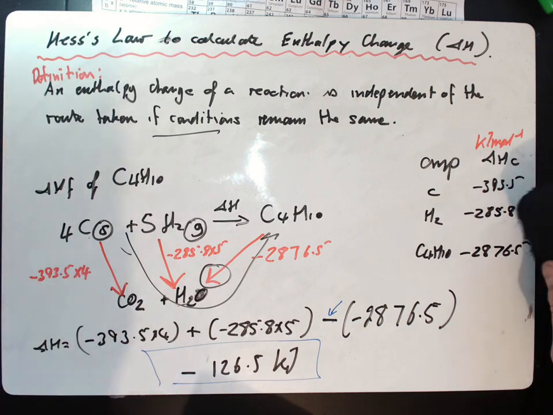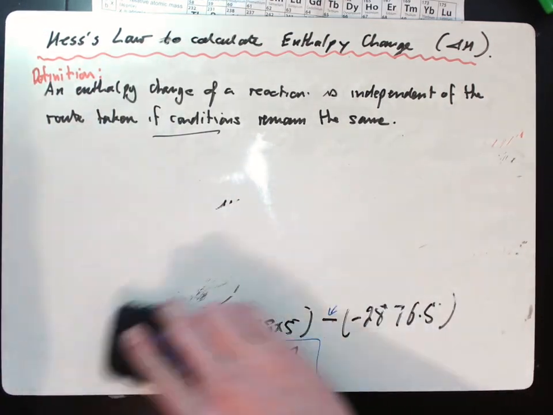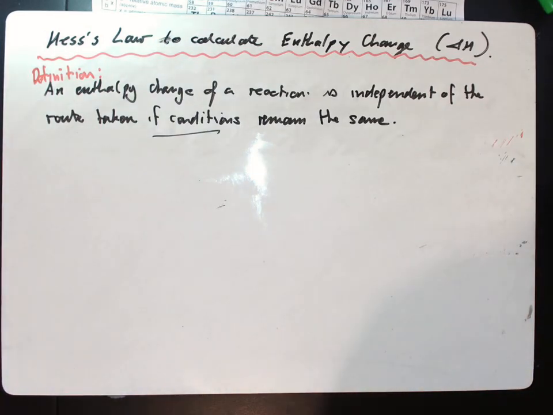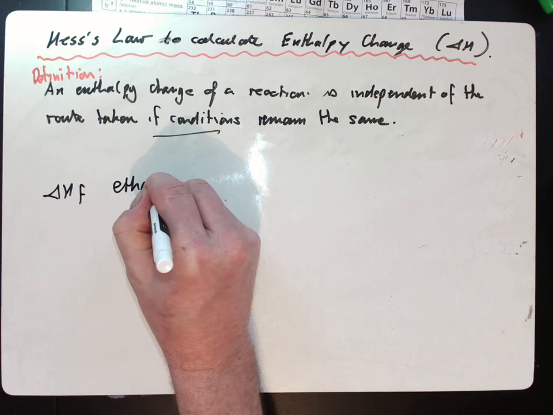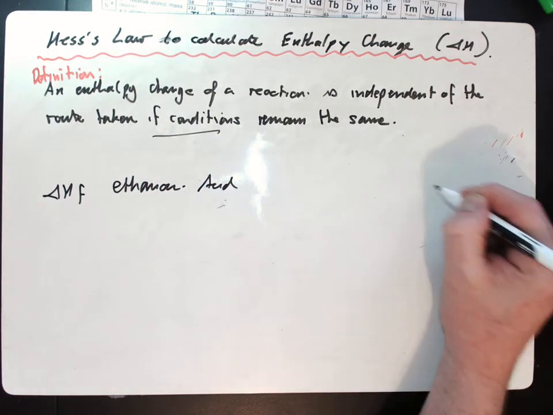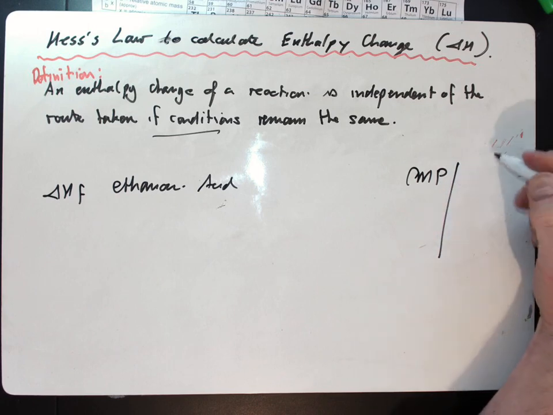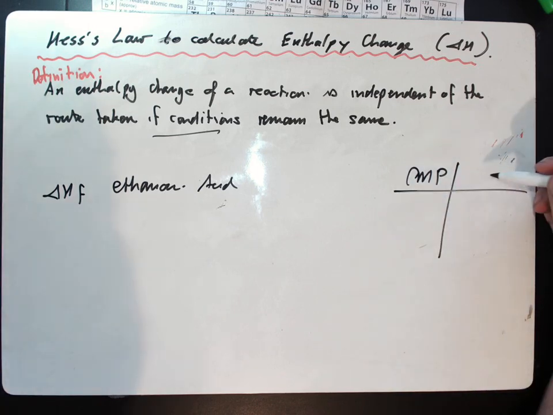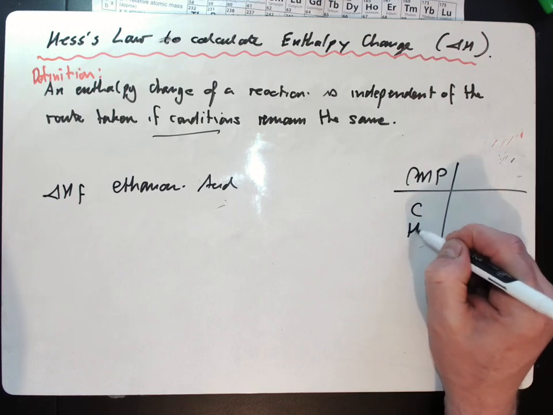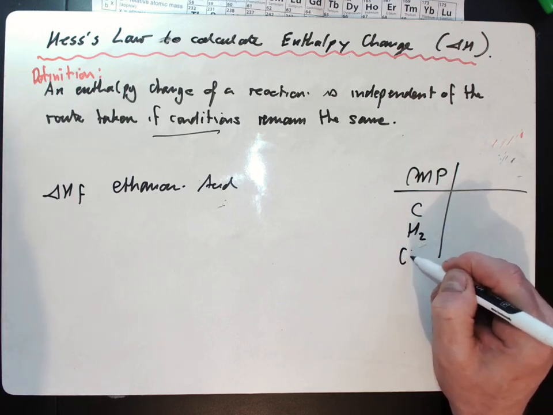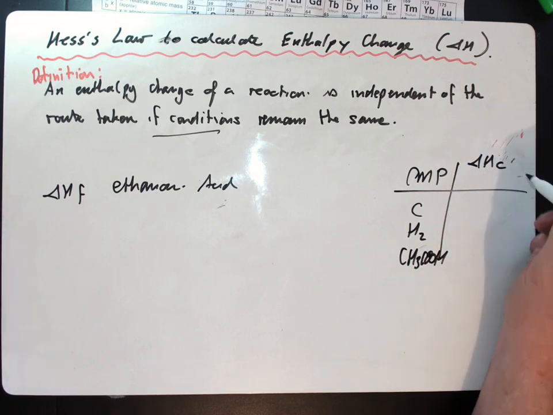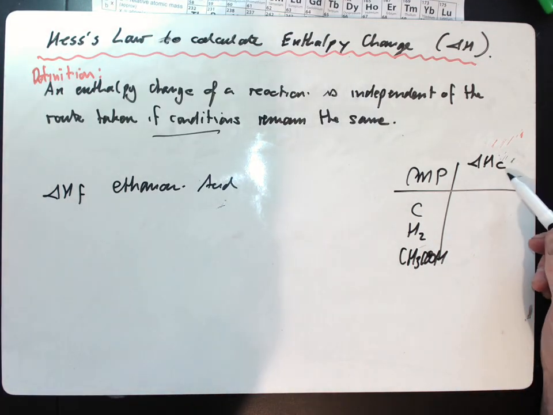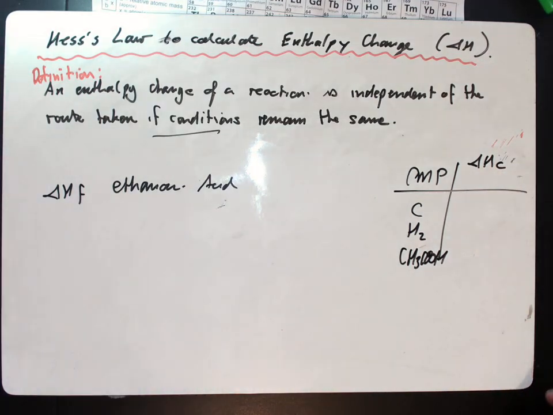Right, I'm going to move on to do one more, and then that'll be me. This time the question is to calculate the delta HF of ethanoic acid, and again my substances are, they're not all compounds, carbon, hydrogen and ethanoic acid itself. And again, they've given us this time delta HC, so we've done 2 enthalpies where we've been given enthalpy of formation, and 2 where we've been given enthalpies of combustion.